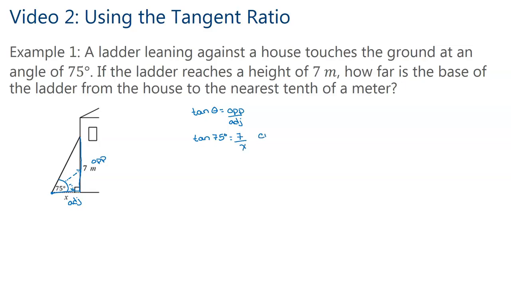Now when we're looking for a side length, in order to solve for x, we need to cross multiply. So I can put the tan of 75 degrees over 1 to make it into a fraction, and easier to cross multiply if you like. So we'll start by multiplying x by tan 75. And then we set that equal to 7 times 1, which is 7. Now we're trying to isolate x here, so what we can do to both sides is divide by tan of 75.